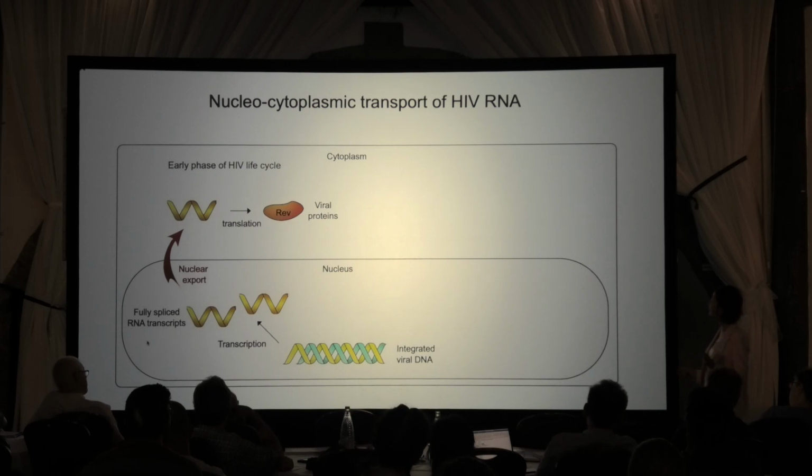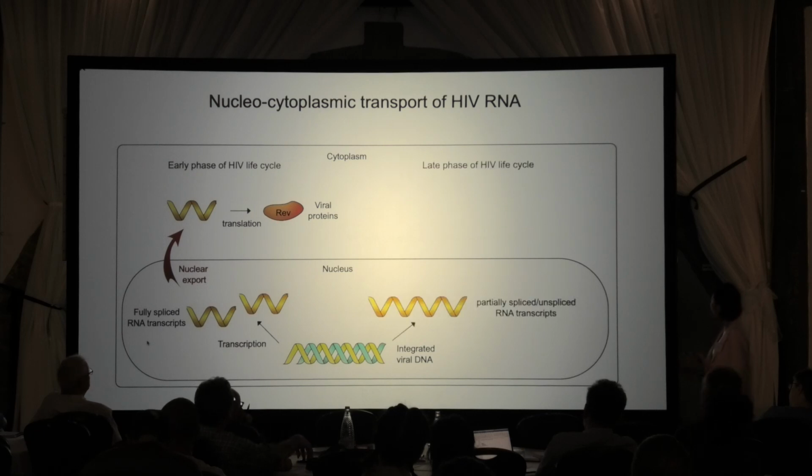At the early phase of the HIV life cycle, only the fully spliced RNA transcripts are made from the integrated viral DNA. These RNAs can be exported out to the cytoplasm by the nuclear export system, and then these RNAs can be translated to form viral proteins. One of the proteins is called the Rev protein.